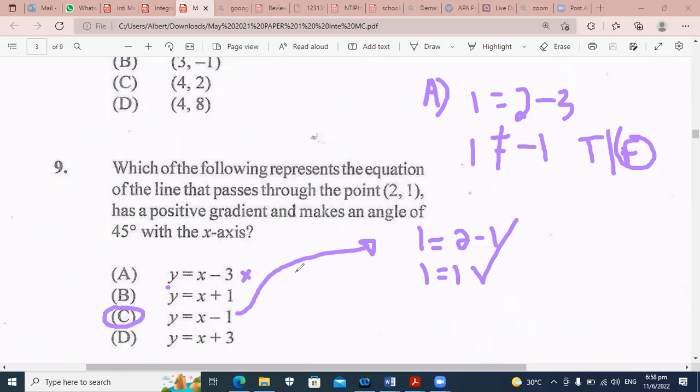It has to be C because, number 1, the m is positive. It has a positive gradient. What they could have done is put a negative beside the x. If there were a negative beside the x, it can't be that. That gradient would have been negative. So be careful.